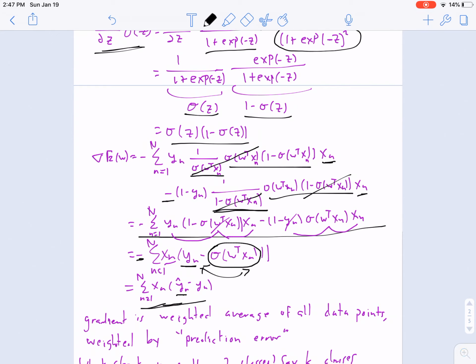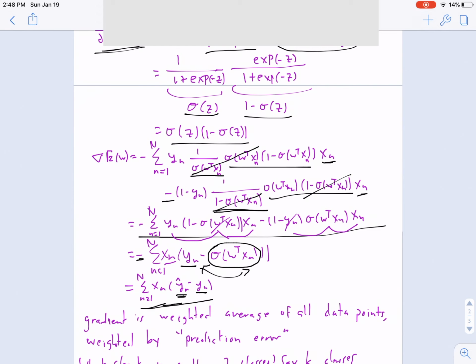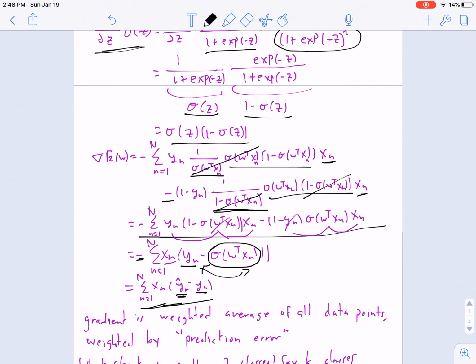So the gradient comes out to be the weighted average over all the data points, where the data points are weighted by the prediction error, right? Because if our prediction for yn is really close to the true value of yn, if that point is in the first class and we think it's really likely to have been in the first class, then that x point is not weighted as highly. Whereas if we're really far off, then there'll be a large influence of that point on the gradient.